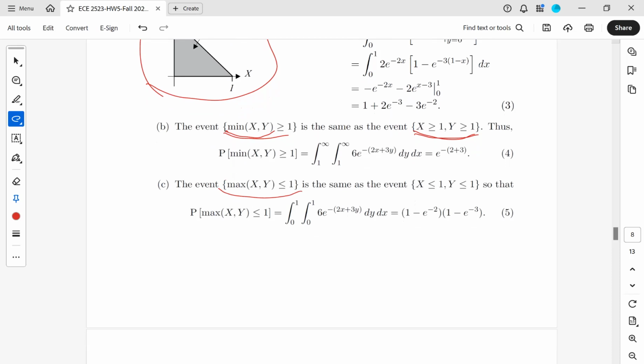The next part asks for the maximum of x and y less than or equal to 1. Again, same kind of logic. If the maximum is less than or equal to 1, that means both of them are less than or equal to 1. So you have the interval, you know the range of x and y, you know the condition. We do the double integral and calculate the value for the probability of that interval. Is that clear how we solve that? Any question regarding that problem? No? Okay.